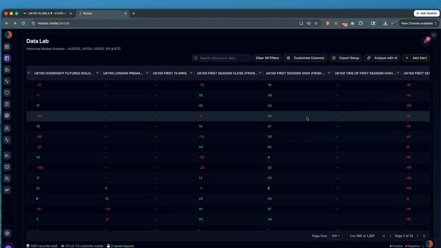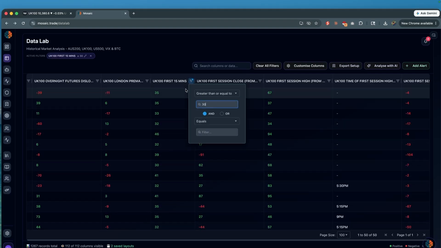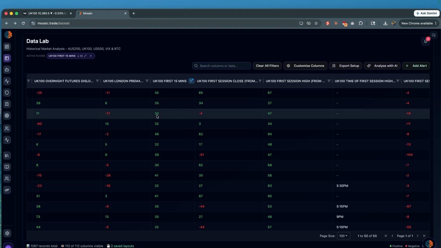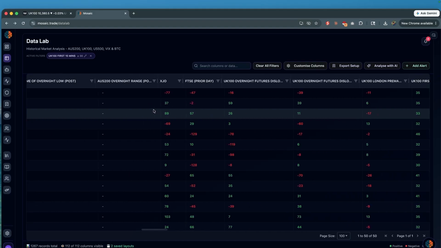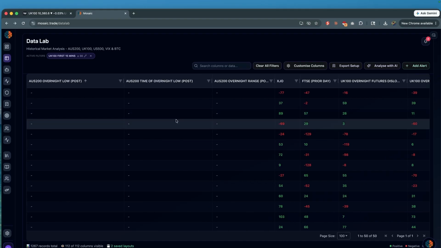So how do I interrogate that? So I want to jump into Mosaic and I want to look at other days when we've seen this price action. So when the UK 100 has rallied more than 30 points. And then specifically, I want to explore how far the Aussie kind of goes to the upside and downside after seeing that early strength from London.